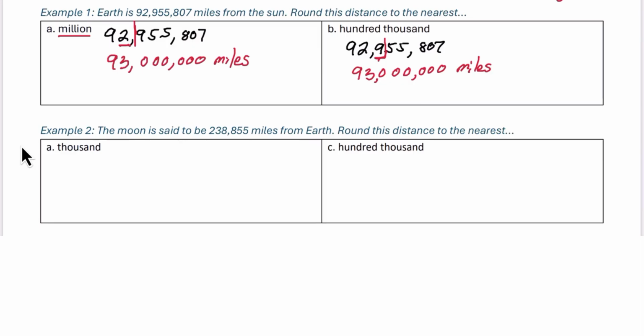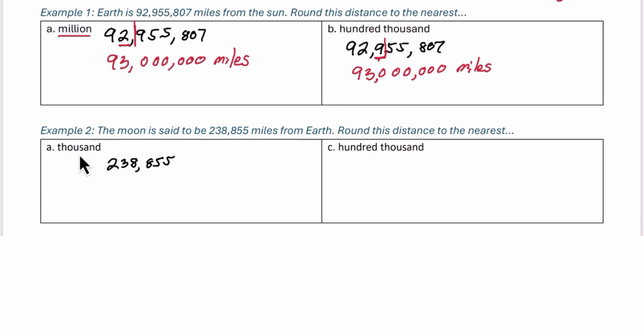In example 2, the moon is said to be 238,855 miles from Earth. Round this distance to the nearest. In part A, we'll do 1,000. Let's again start by copying the original number. We then want to locate the rounding digit.